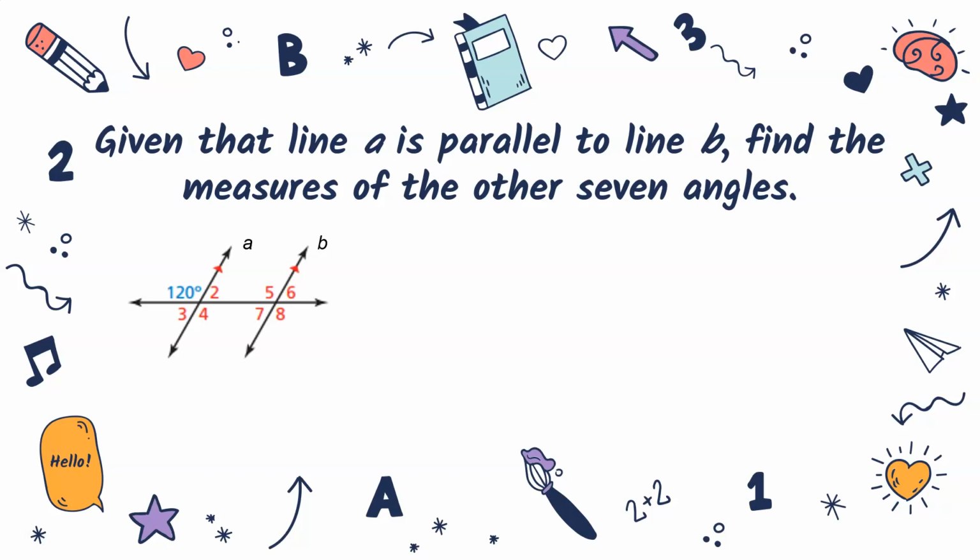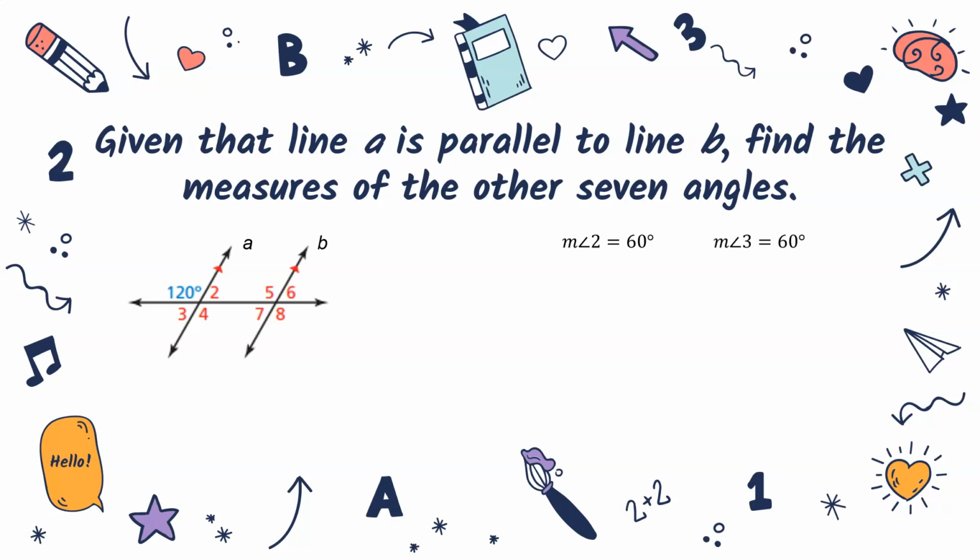Okay. And then I have a quick example. It says that given that A is parallel to line B, find the measures of the other 7 angles. So here I have a diagram. I have A and B are parallel, and I know one measure is 120 degrees. So if I take a look at this, I know that angle 2, because it's a linear pair with 120 degrees, has to add up to 180. So if I did 180 minus 120, it would give me 60 degrees. So the measure of angle 2 is 60 degrees. Same thing with angle 3, it makes a straight line with 120. So I subtract from 180, I also get 60 degrees.